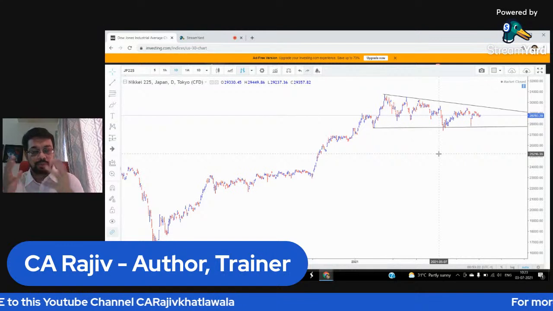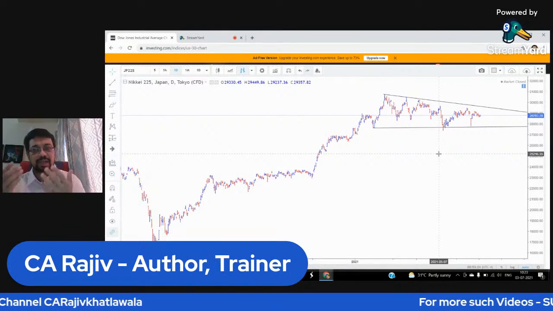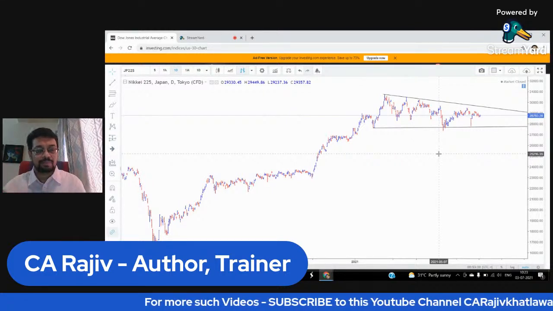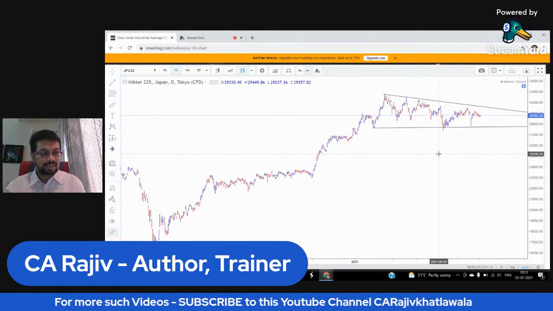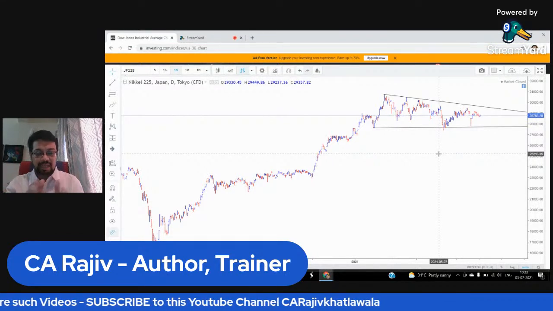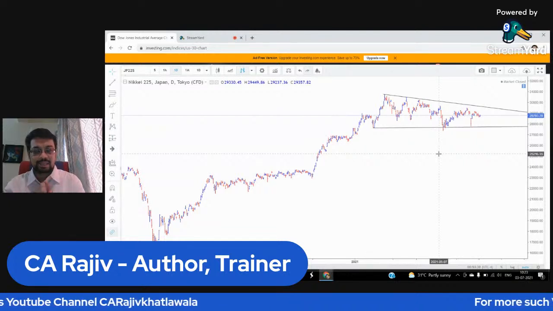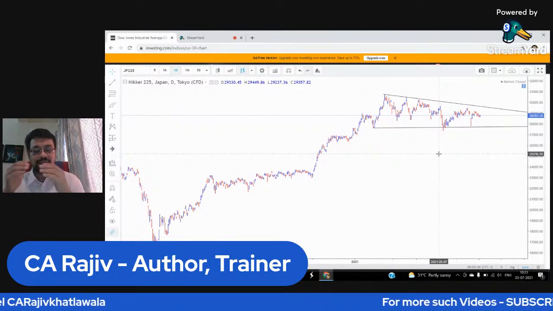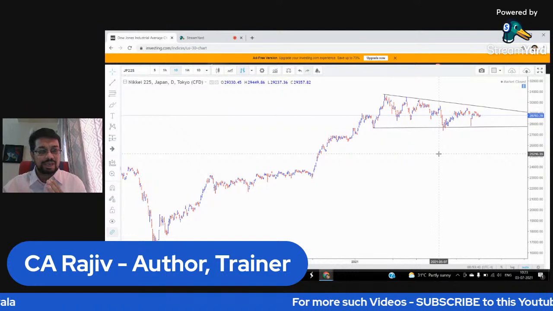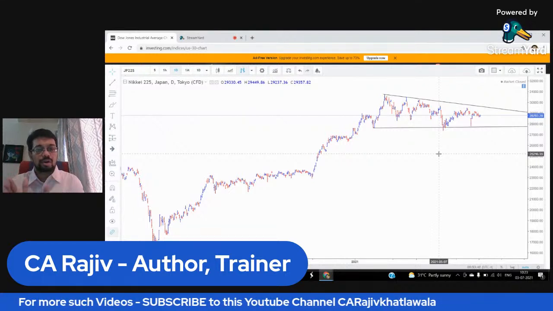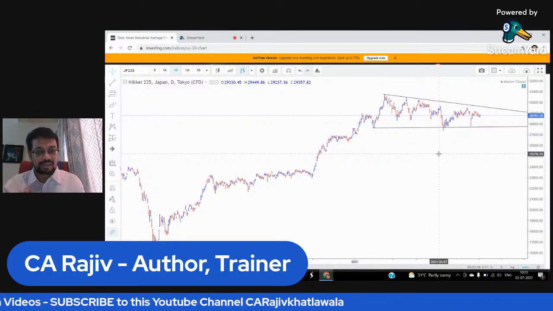So there is no bullish momentum. In fact, there is no bearish momentum also. And this sort of scenario is called a loss of momentum scenario in price analysis. So right now the Nikkei index is in a loss of momentum scenario, suggesting that it will go sideways. It might give you intraday or a couple of days movements, but the overall trend will remain sideways.